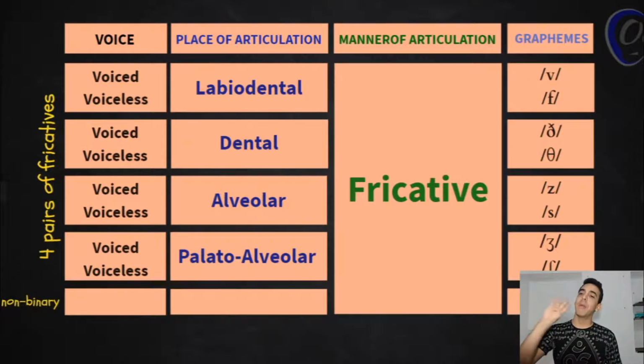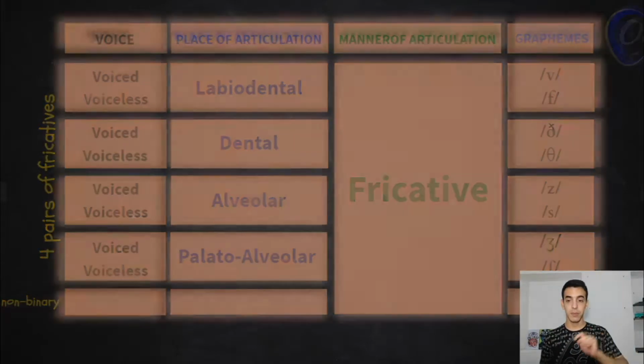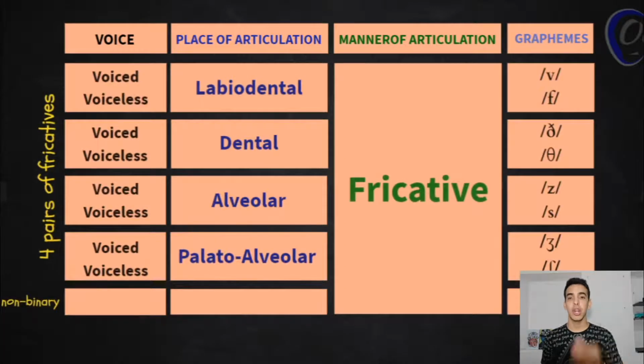So we have four pairs of fricatives. First, labiodental fricatives, then dental fricatives, alveolar fricatives, and palato-alveolar fricatives. The four of them have pairs, one voiced and one voiceless. Then we have one non-binary, and this is the only voiceless non-binary. It has no pair, no couple phoneme within this consonant chart.